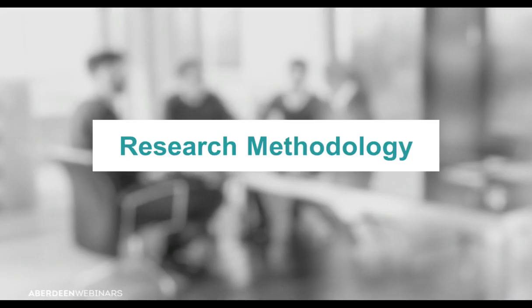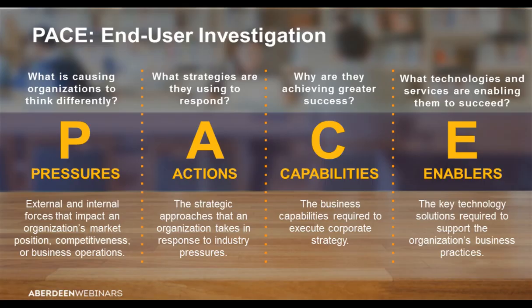Without further ado, let's jump straight into Aberdeen's research methodology. Aberdeen routinely surveys the market across 16 different practice areas to understand trends in 4 main categories. The first one is pressures, which are the challenges, obstacles, or issues that cause organizations to think or manage differently. The second is actions, which are the strategies that organizations design and implement in response to the pressures.